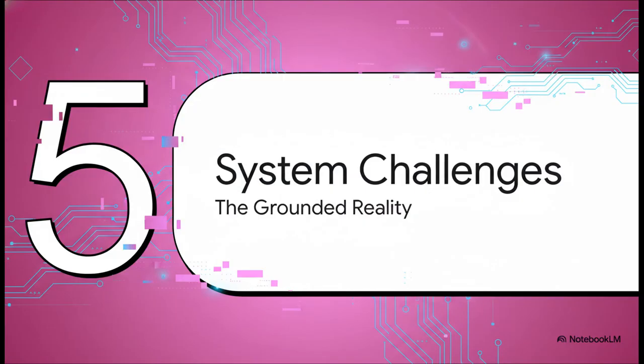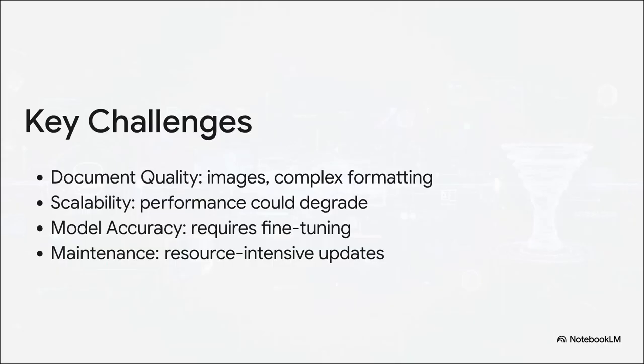Section 5, System Challenges and Limitations, the grounded reality. So while this system is undeniably powerful, it's definitely not without its hurdles. First up, document quality. If your documents are packed full of images, complex formatting, or non-standard encoding, the text extraction really suffers and requires a lot of extra pre-processing. Second, scalability. Even though FAISS is ridiculously fast, performance can degrade as the document size increases massively.